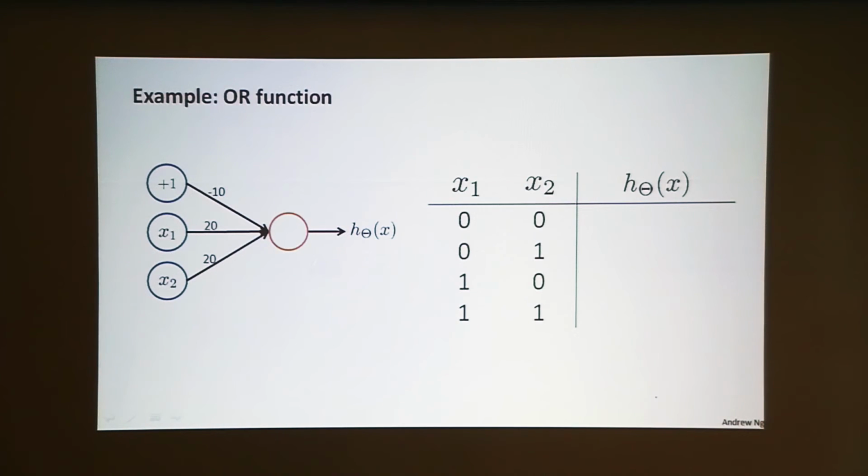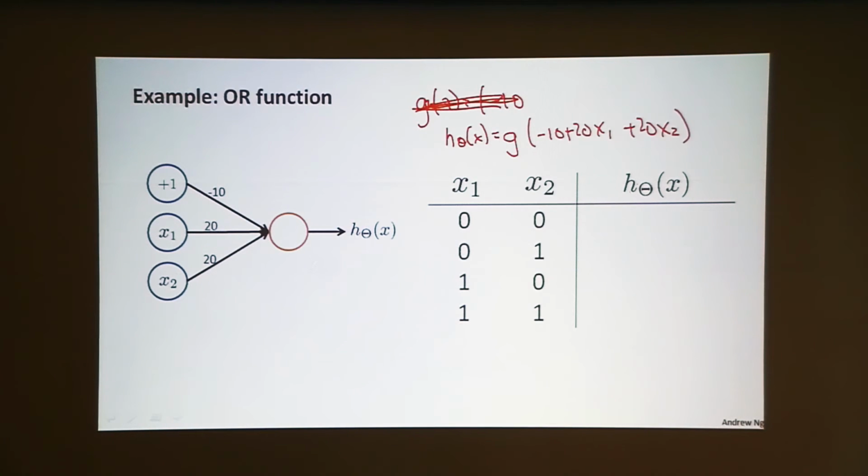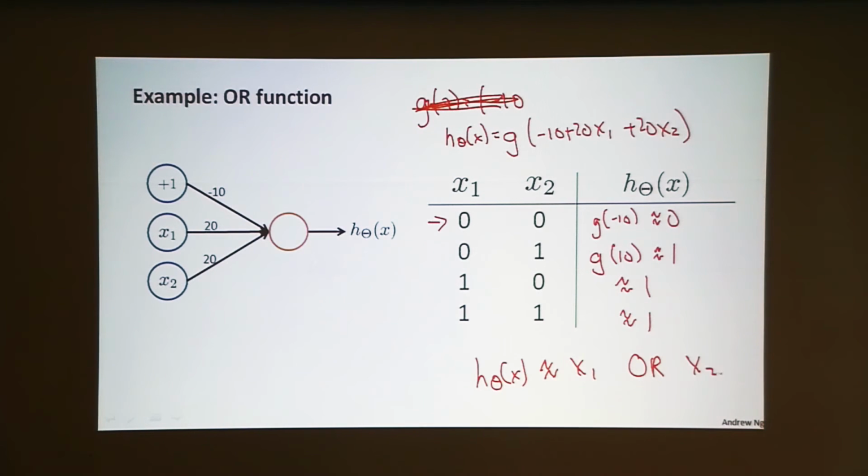Okay, so this is a simple example of a neural network being able to compute a simple logical function. One more quick example. So you can also write a neural network that computes an OR function. So I've written out the weights on this neural network, and so it's going to compute h of x equals g of minus 10 plus 20x1 plus 20x2. And so if x1, x2 are both equal to 0, this is going to be g of minus 10, and so that's approximately 0. 0, 1 gives g of 10, which is approximately 1. And so this network computes h of x approximately x1 logical OR x2.